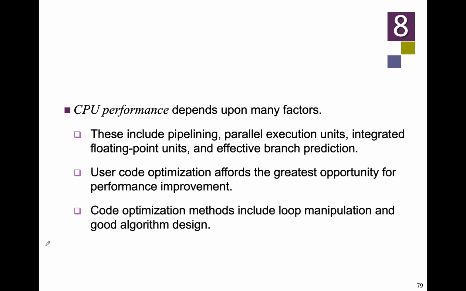CPU performance depends upon many factors, because you can check many factors of different kinds. Sometimes your computer is good in RAM, but your storage is smaller. So any kind of factor. This includes the pipeline, parallel execution units, integrated floating point unit, and effective branch prediction. User code optimization affords the greatest opportunity for performance improvement. Code optimization methods include loop manipulations and also good arithmetic design.